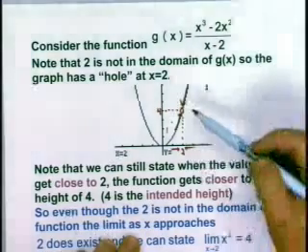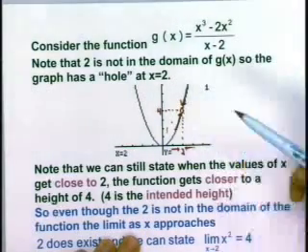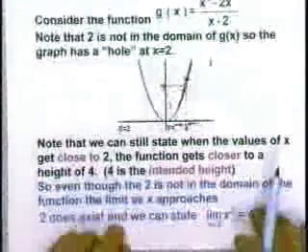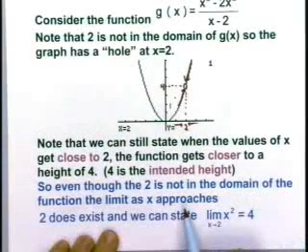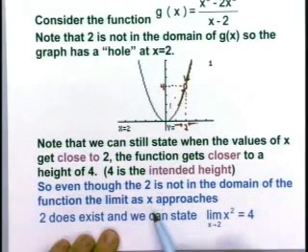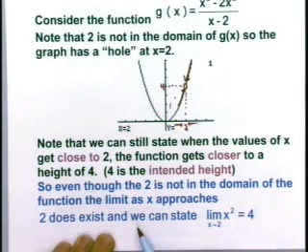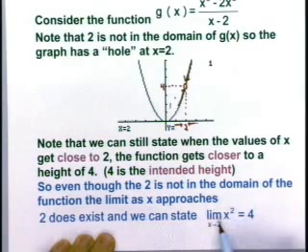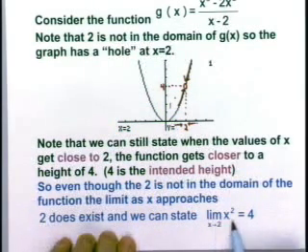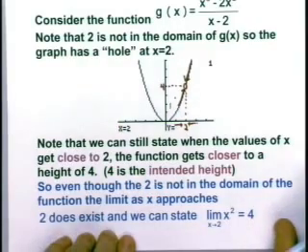4, we could say, is the intended height of the function. So even though 2 is not in the domain of the function, the limit as x approaches 2 still exists, and we can still make the same statement: the limit as x approaches 2 of x squared is equal to 4.